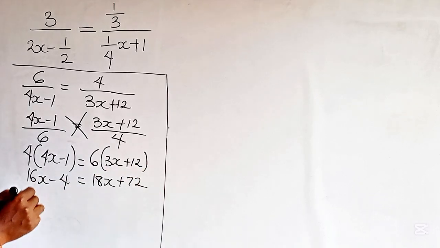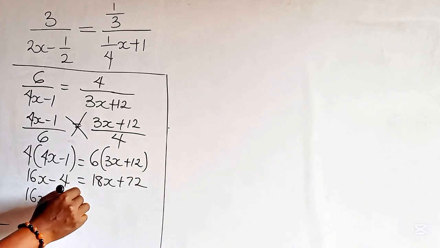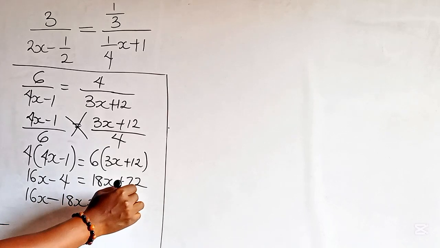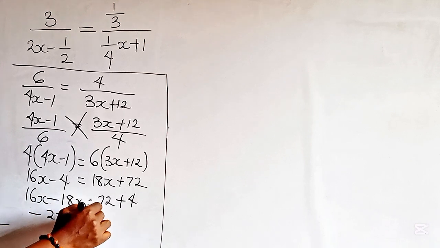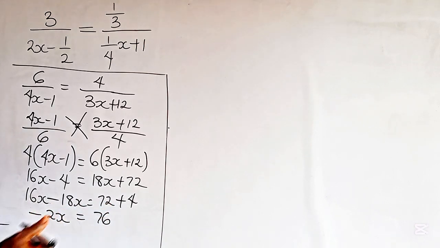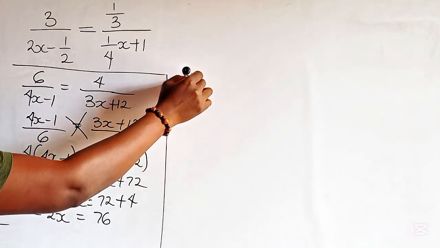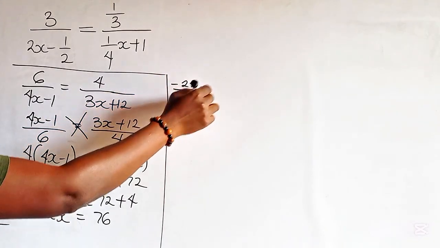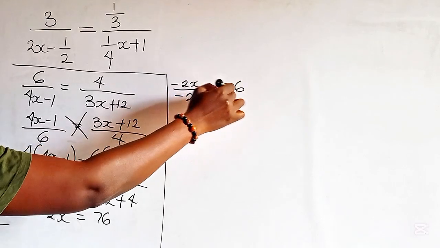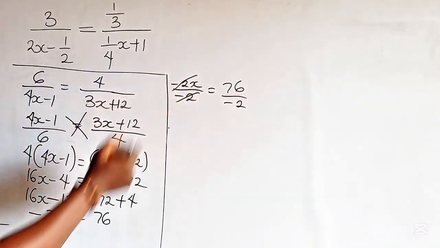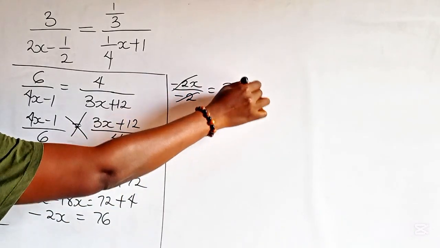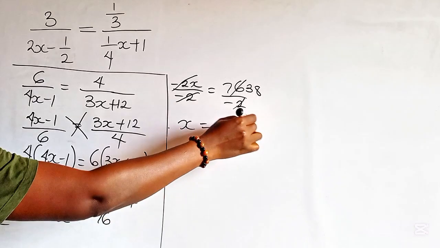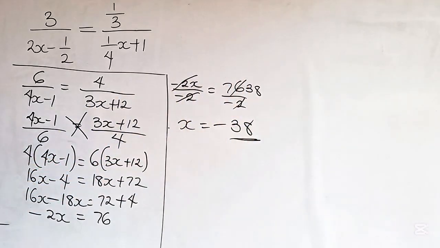Let's group like terms. We have 16x minus 18x is equal to 72 plus 4, right? 16x minus 18x is minus 2x is equal to 76. We divide both sides of this equation. Minus 2x divided by minus 2 is equal to 76 divided by minus 2. Minus 2, we strike out this minus 2, we have x. This minus 2 we go into 76, 38 times. So the value of x is equal to minus 38. And this is our answer in the second method. Let's take a look at the third method.